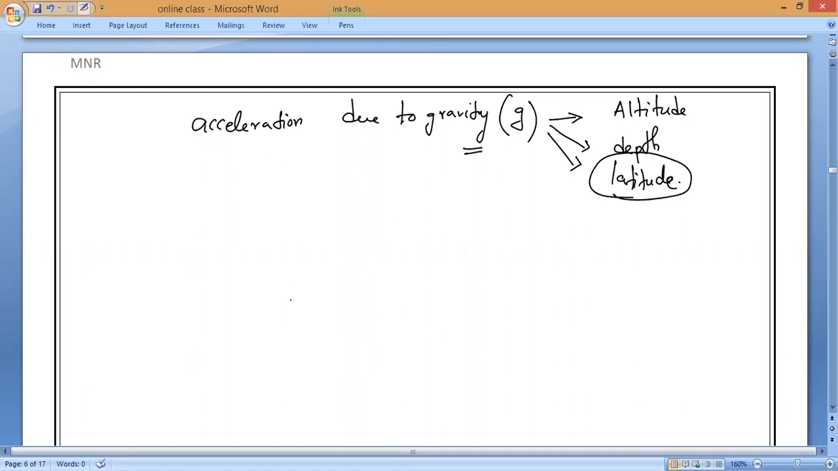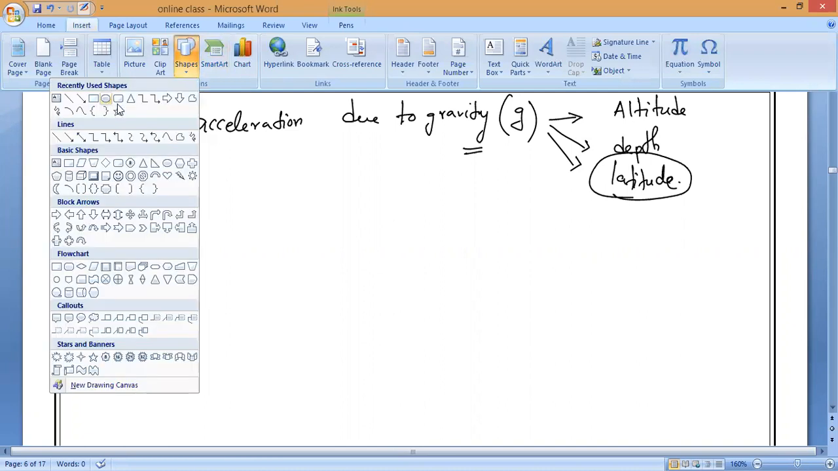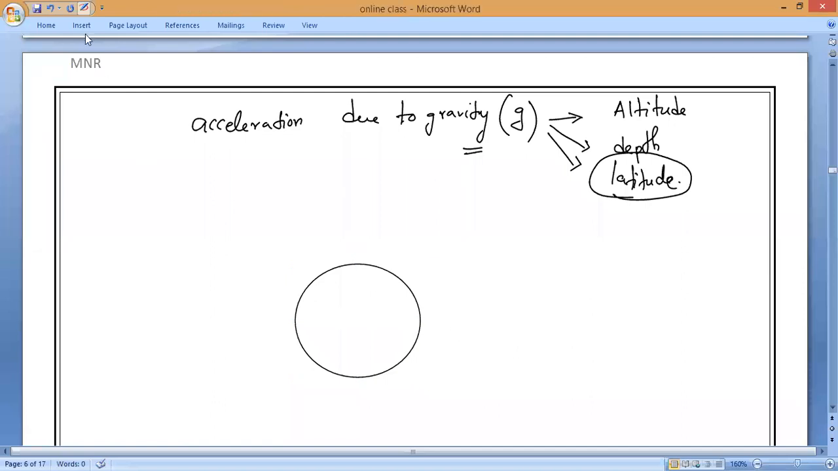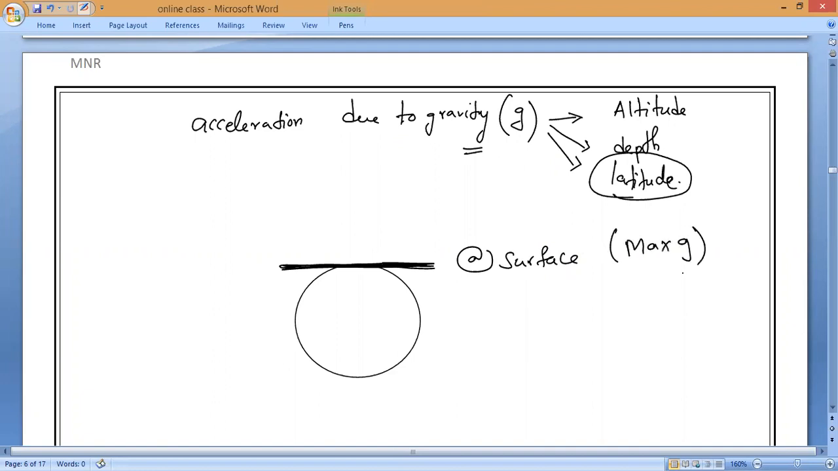Now, if this is the Earth, for example, or any kind of planet, observe very carefully. In all planets, the acceleration due to gravity is maximum only at the surface. Of course, different planets have different acceleration due to gravity, but at the surface only it has maximum g. All of you should remember.